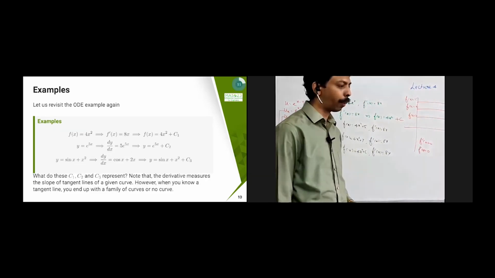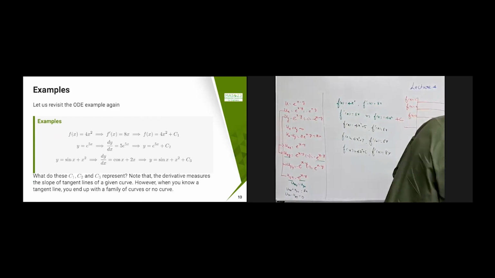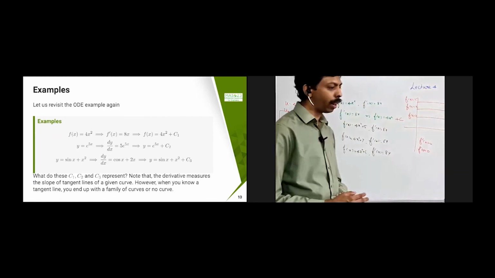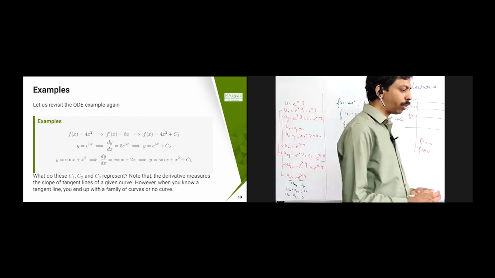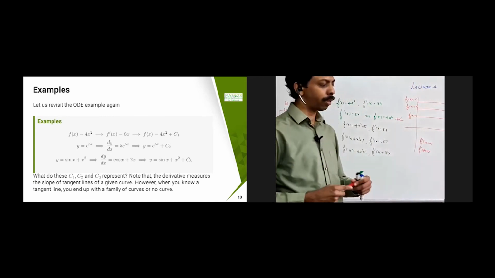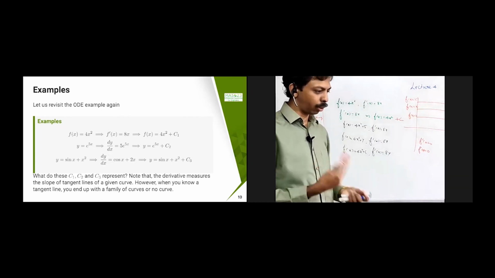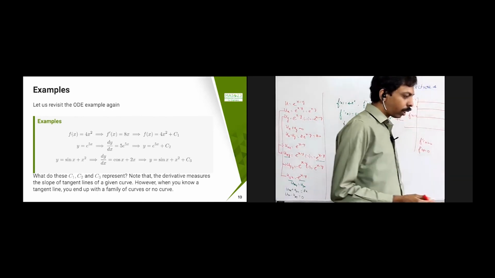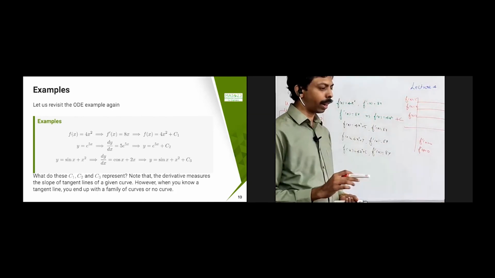In the case of an ODE problem, we have f of x equal to 4x square, f dash of x equal to 8x, which means we are going to get some constant: 4x square plus c1. Similarly, in the second one we are going to get some c2, and in the third one some c3 is going to come. So that means the derivative measures the slope of the tangent lines of the given curve.